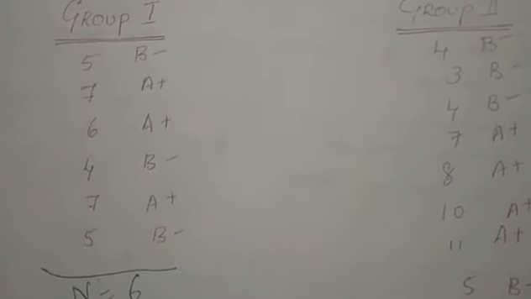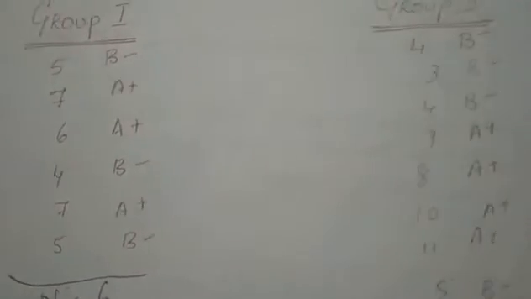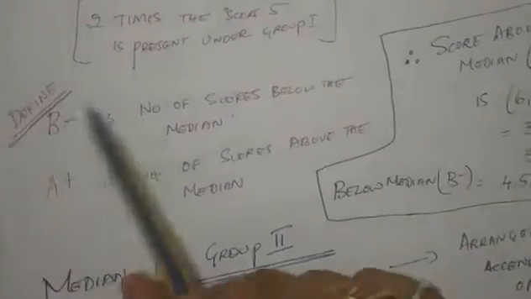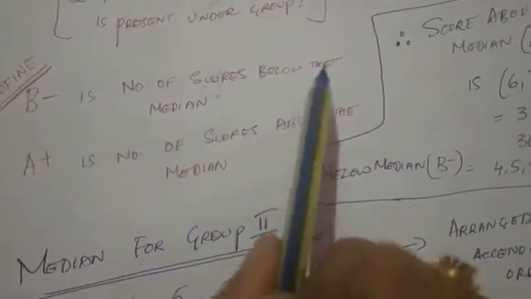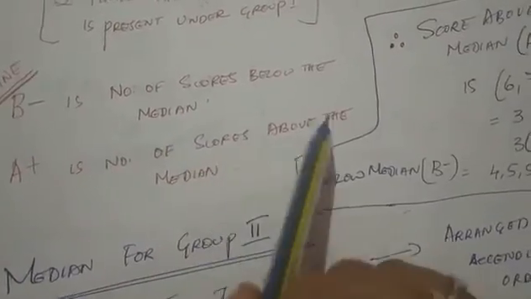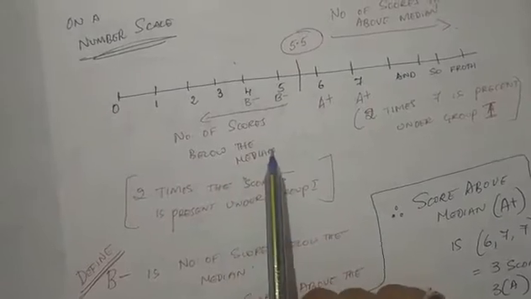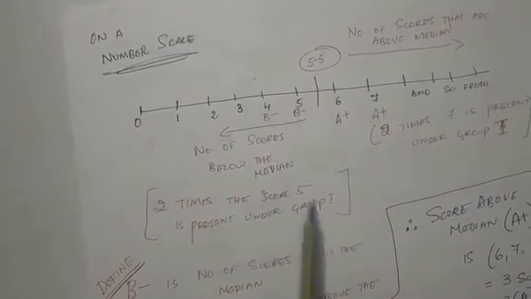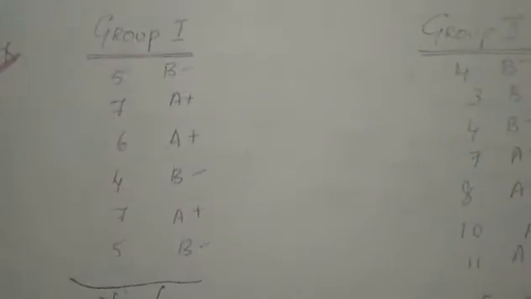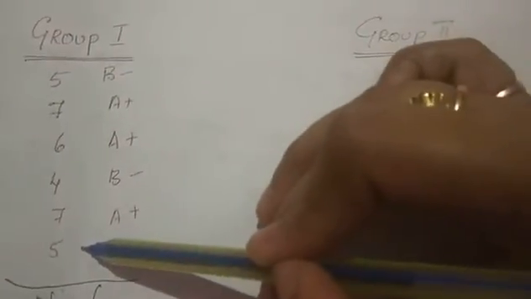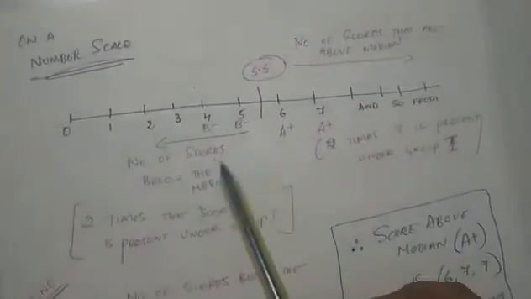Here you would have seen B minus, A plus, B minus, A plus and B minus. Let us define: B minus is the number of scores below the median, and A plus is the number of scores above the median. When we count the scores below the median, the score 5 is present twice under group 1. In the group table we have the score 5 mentioned twice, so you have to count the 5 score two times, not just one time. But in the number line, you'll mention it only once.